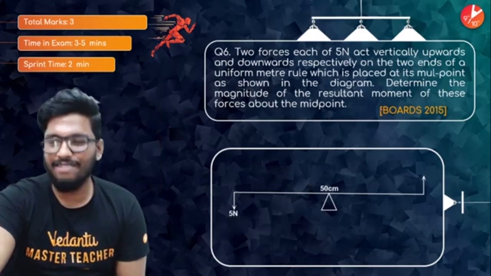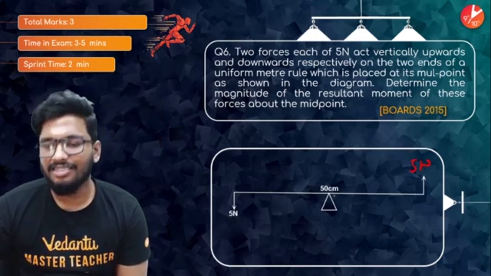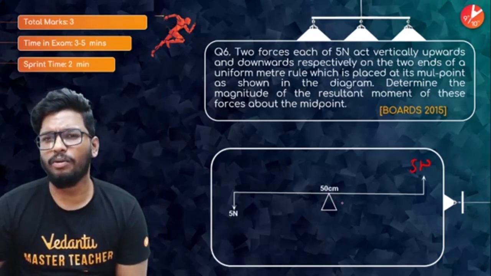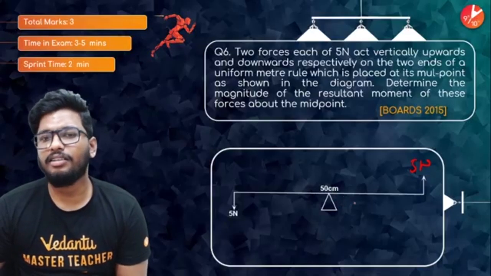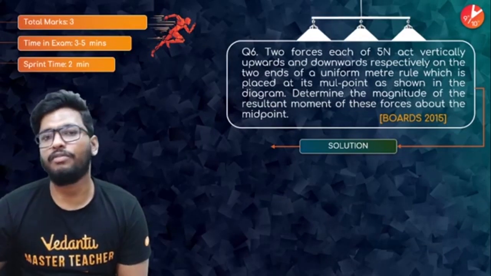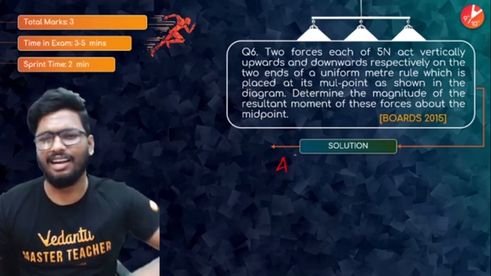Alright, so it's a 5 Newton force. Both of these are 5 Newton itself. The scale is balanced at the 50 centimeter mark. You're supposed to find the magnitude of the resultant moment of these two forces. So how do you calculate it? First of all, we'll calculate the clockwise moment first.